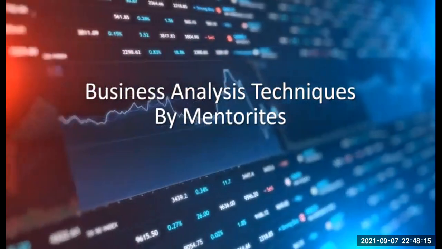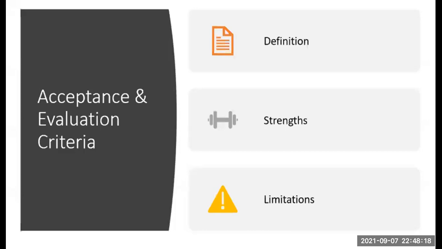Okay, so we'll be covering different techniques. The first one is the acceptance and evaluation criteria. So we looked at what is acceptance criteria in detail, and can anyone summarize? Let's say if somebody asks you what is an acceptance criteria. Yeah, Vijay.